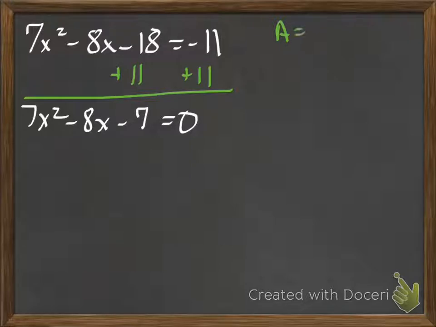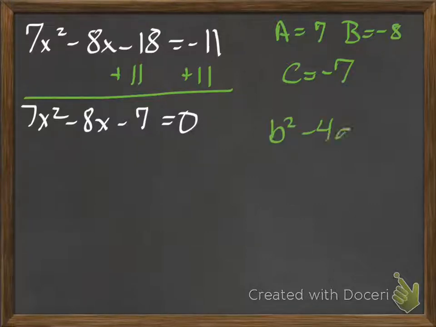So a is 7, b is negative 8, and c is negative 7. And so what do I do next? Find your b squared minus 4ac. So we find our discriminant, b squared minus 4ac. So b squared is negative 8 squared minus 4 times 7 times a negative 7.